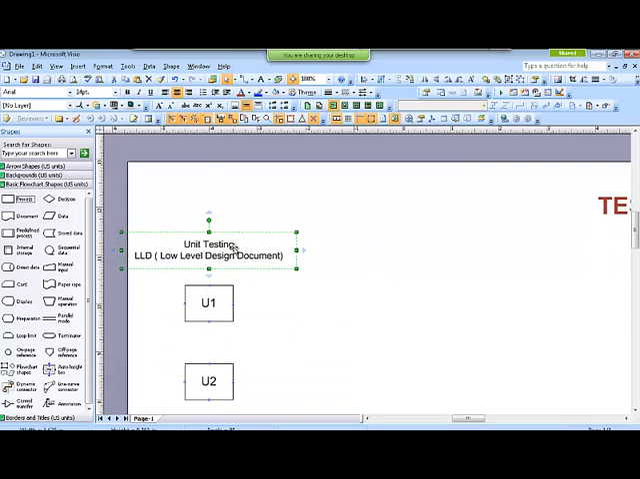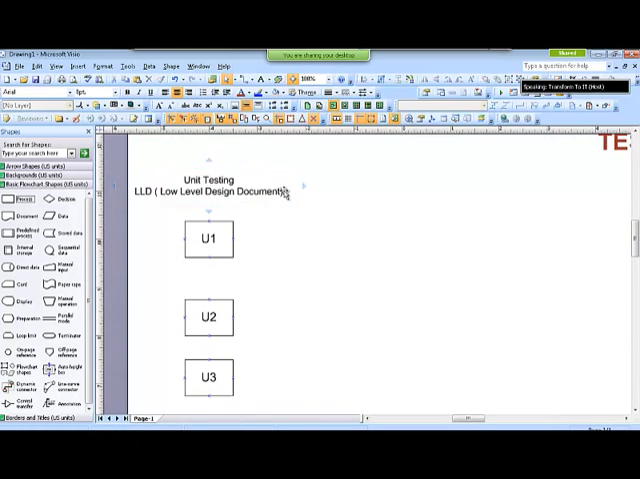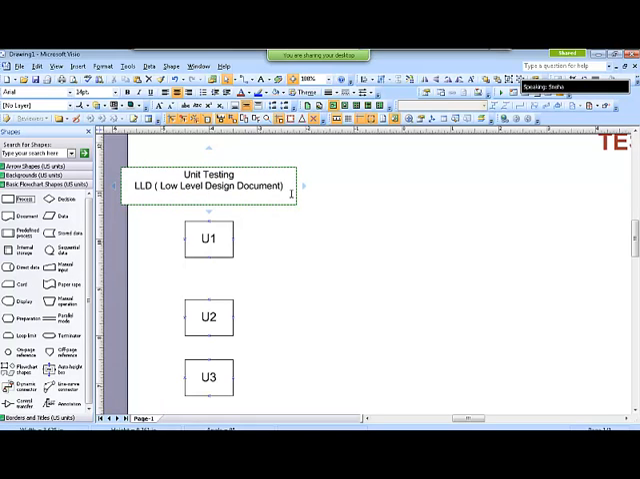So who is going to conduct this testing? Developers. Okay, by developers. Right. Here one more thing you need to understand: not only by developers, sometimes even test engineers will conduct it. Now you can ask, why will test engineers conduct unit testing?